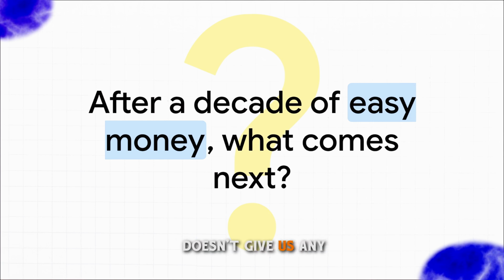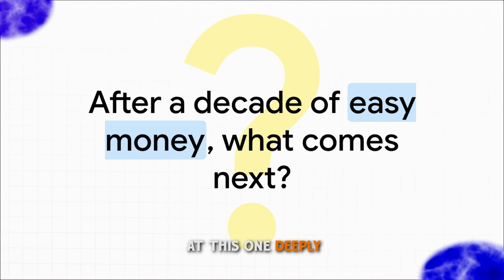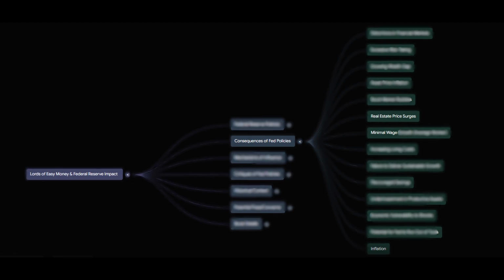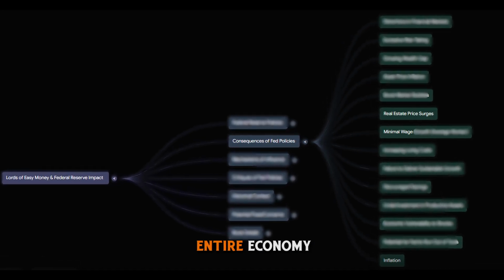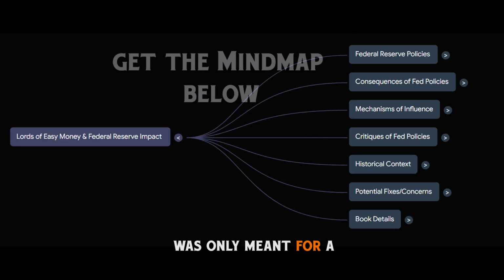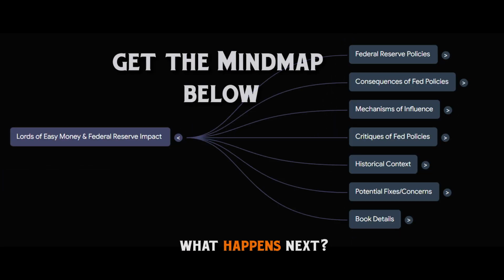Ultimately, the book doesn't give us any easy answers. Instead, it leaves us staring at this one deeply unsettling question. After we've fundamentally re-engineered our entire economy with a policy that was only meant for a short-term emergency, what happens next?